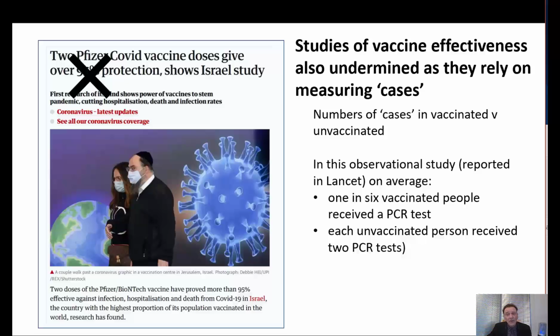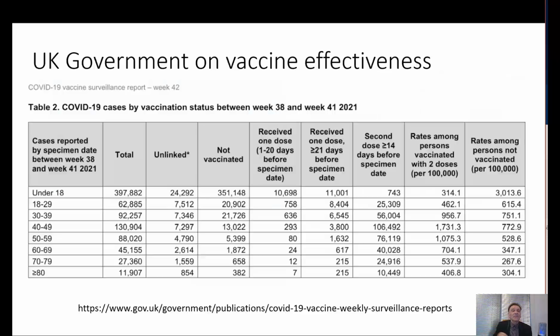Now, months on, the Lancet has still not published our rapid response letter, which was not much more than a paragraph long, highlighting the flaws in this study. And that brings us to the UK government data on vaccine effectiveness. This is a recent report from week 42, and it's interesting. What you can see is that in each of the age categories from 30 up, the infection rate amongst the vaccinated is higher than the infection rate amongst the unvaccinated.